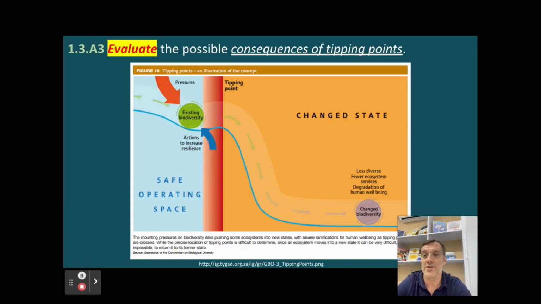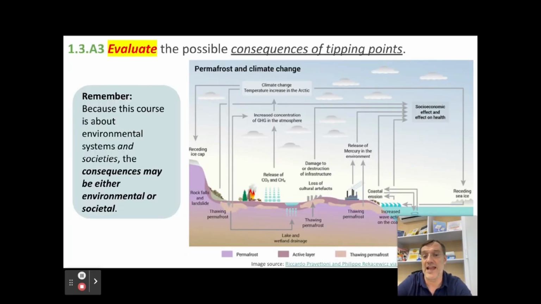You may be asked to evaluate the consequences of different tipping points, right? And you may be provided with a graph or a diagram showing the various interactions and flows of energy and matter within a system. And based on that graphic, tasked to identify how a change in one part will change another part.